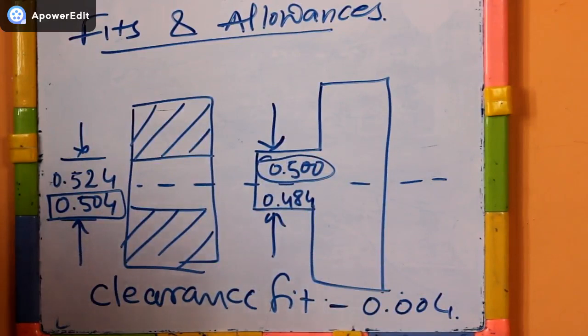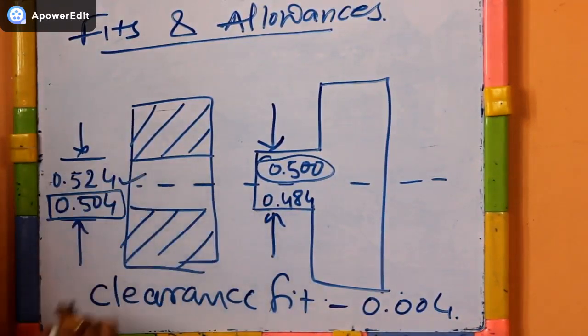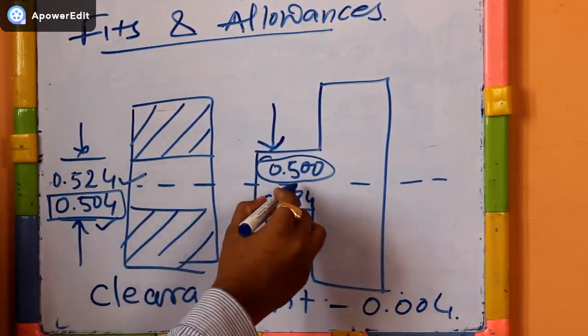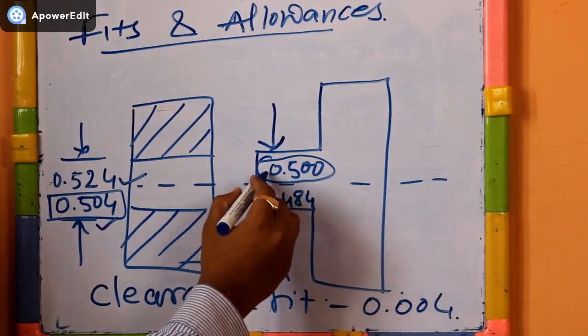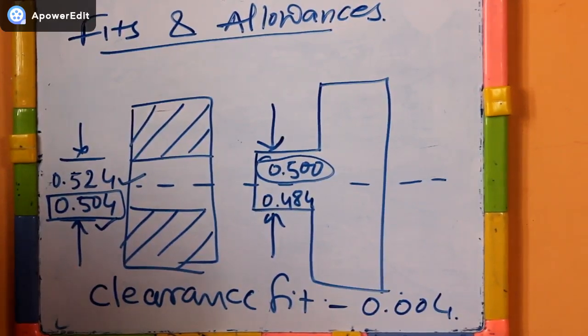The clearance fits are those mating situations wherein the external feature of size, if produced within size limit, is always smaller than the mating part. So here you can see that if this is produced at either 0.524 or 0.504, its dimension will remain higher than if this component is made at the highest dimension of 0.500. Interference fits are those mating situations wherein the external feature of size, produced within the size limit, is always larger than the mating internal feature of size.